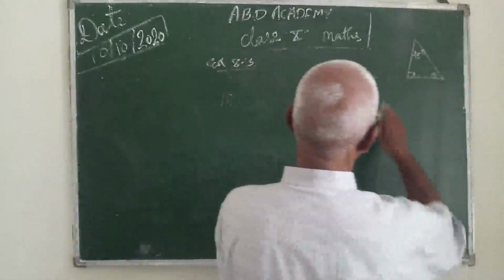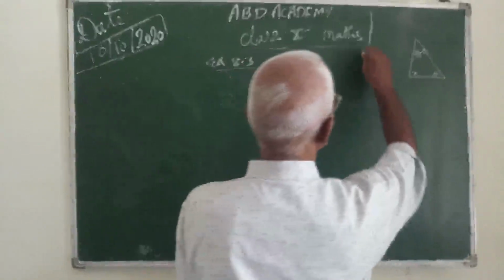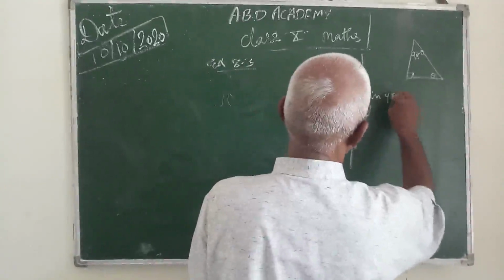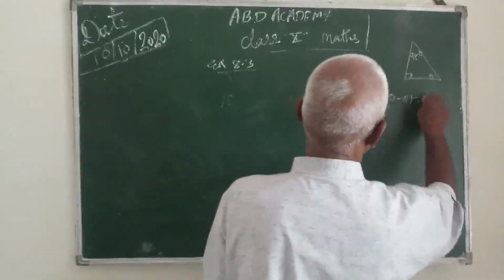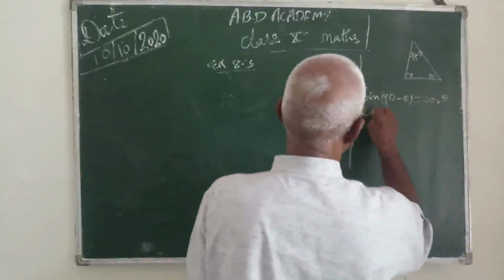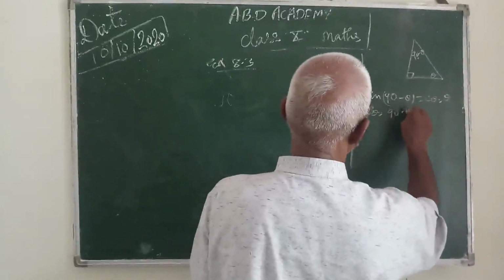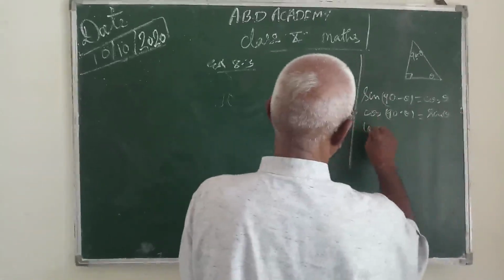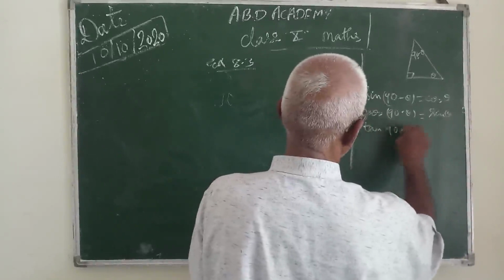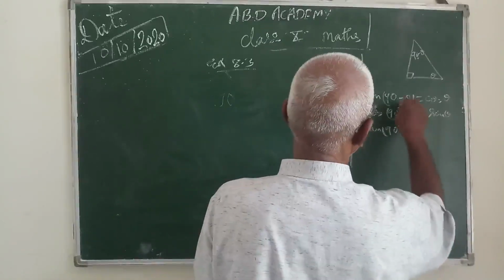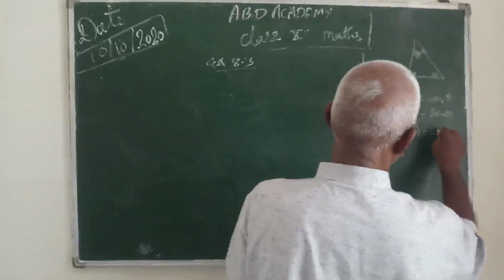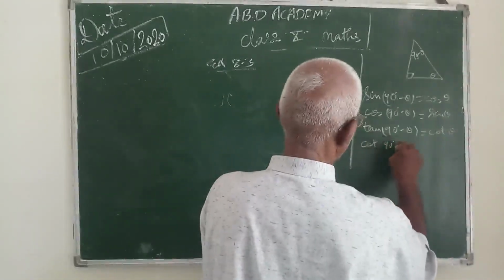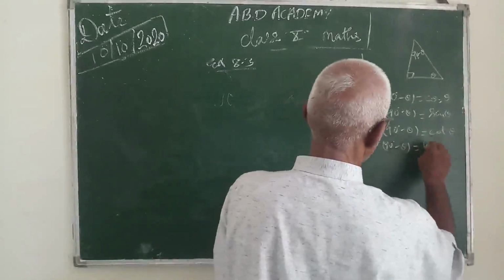And for complementary angles, you remember some basic things. Sin 90 minus theta is equal to cos theta. Cos 90 minus theta is equal to sin theta. Similarly, tan 90 degree minus theta is equal to cot theta. Cot 90 degree minus theta is equal to tan theta.